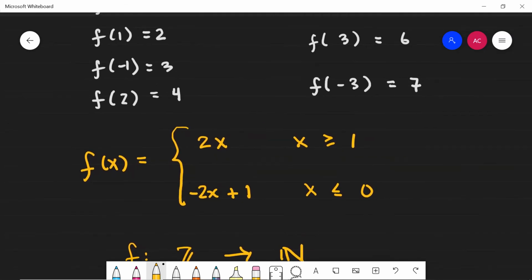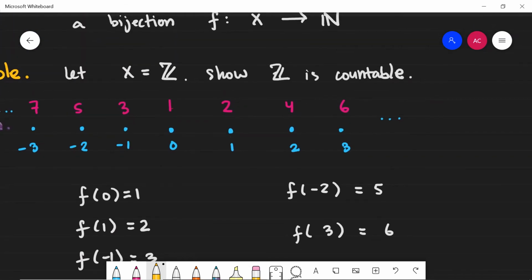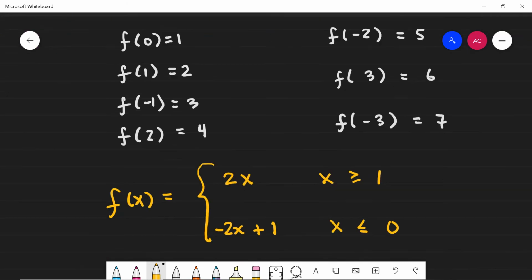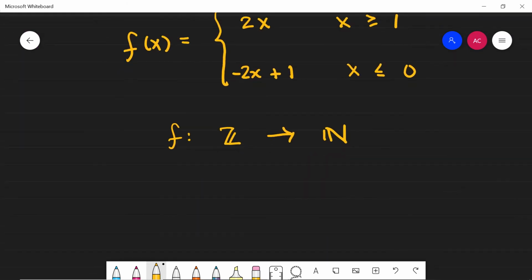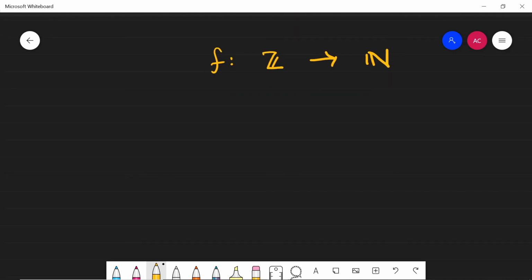So we just proved that the set of integers is countably infinite, because we found an explicit bijection that took me from the integers to the naturals. Nice.